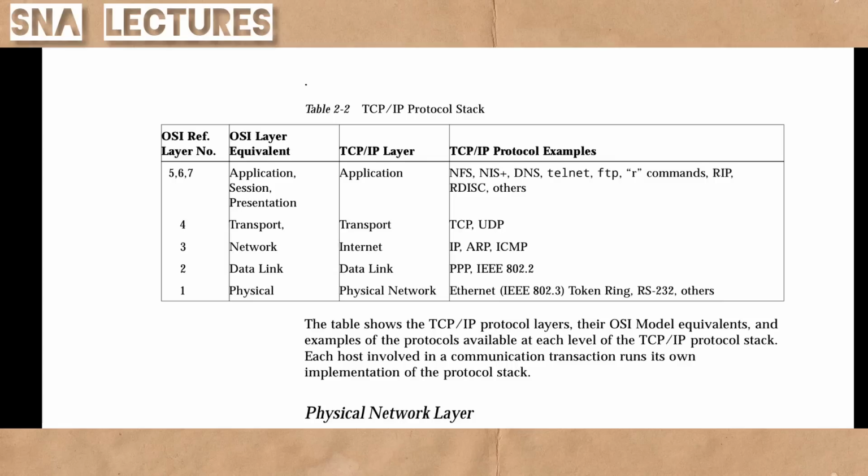Next we have the transport layer. It's also called transport in the TCP/IP layers. So TCP or UDP, connection oriented or connectionless. Next we have application, session, and presentation, which combine into one layer, known as the application layer in the TCP/IP protocol stack. Examples are DNS, Telnet, FTP, NFS.